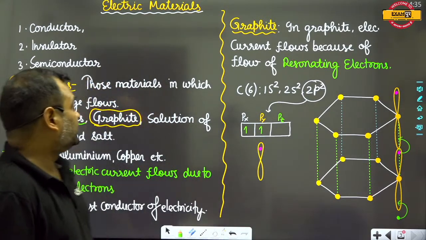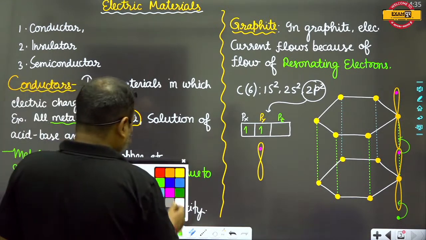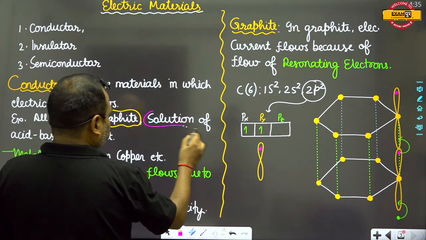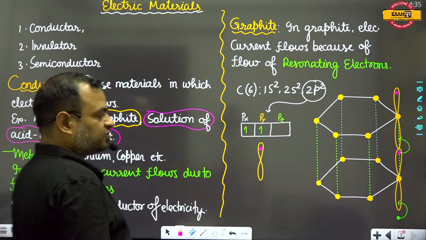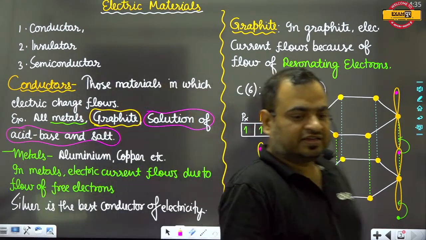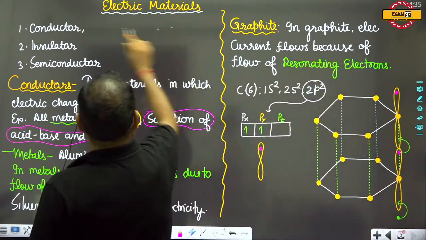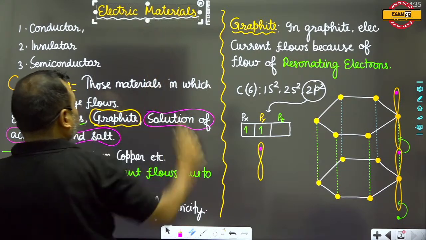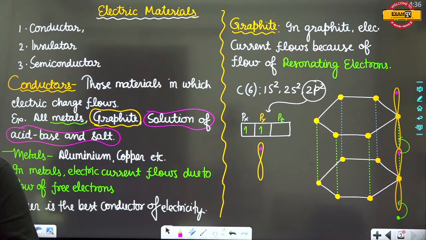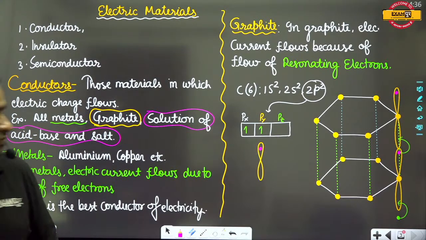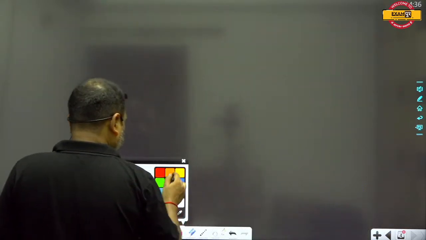So guys, we have completed graphite. Now, what is the meaning of solution of acid, base and salt? When we talk about acid, base and salt, first of all we should know about acid and base.